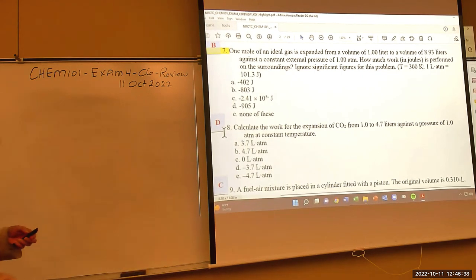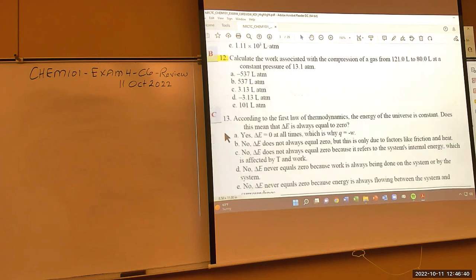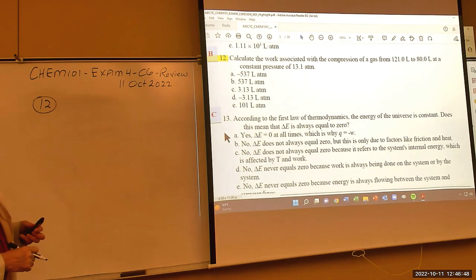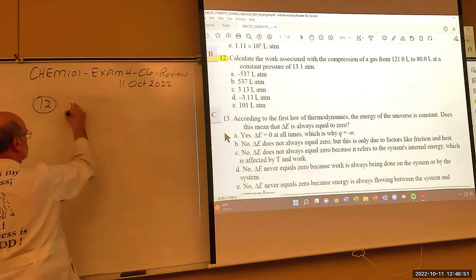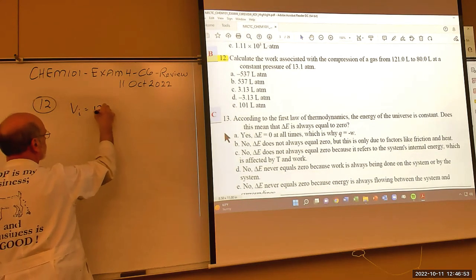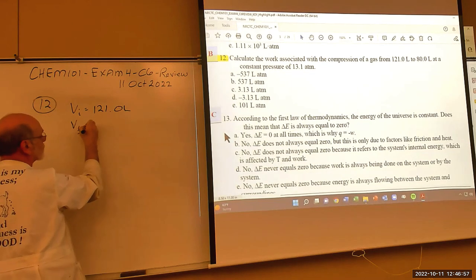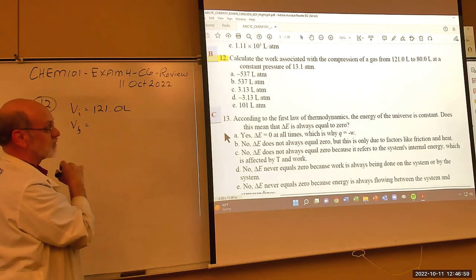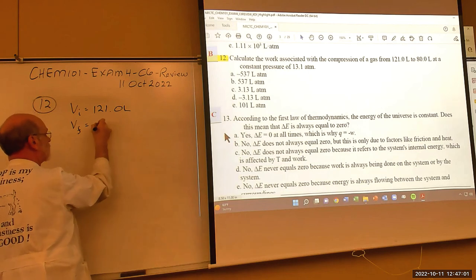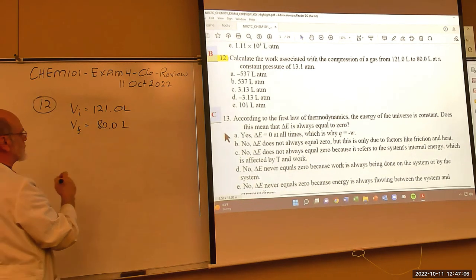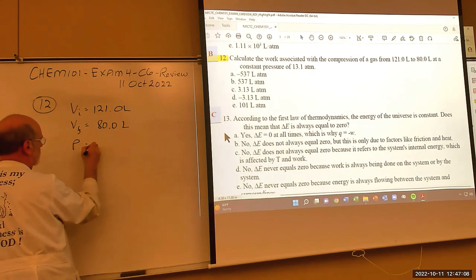All right, let's see if I can scroll to the next one. There's 12. Calculate the work associated with the compression of a gas from 121.0 liters initial volume, if it's going to be compressed, there's got to be a start to finish, to 80.0 liters final volume. Constant pressure, 13.1 atmospheres.